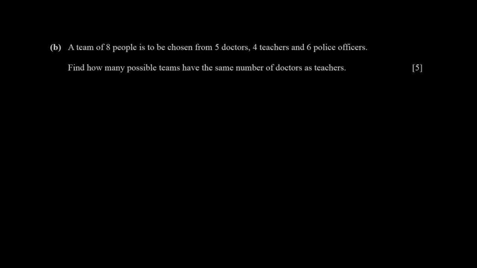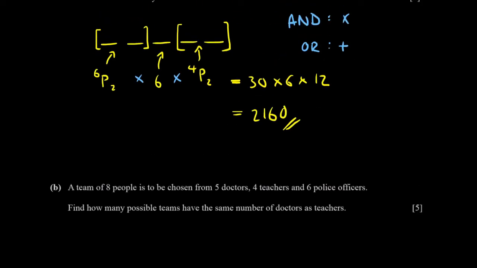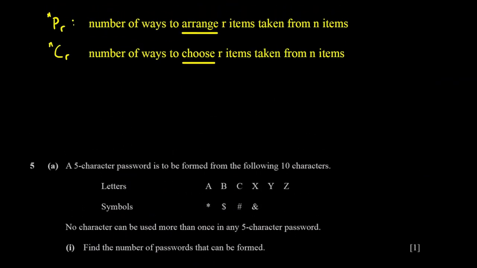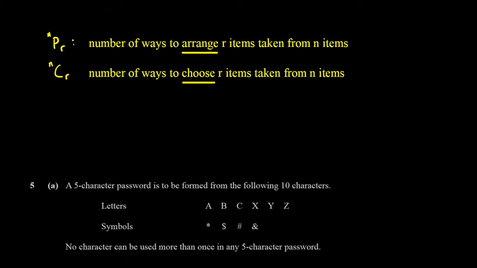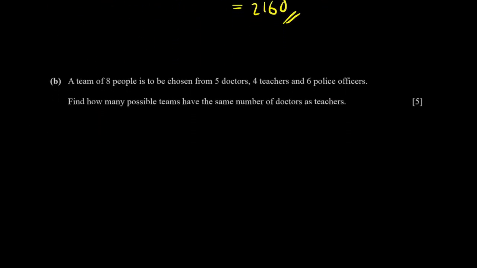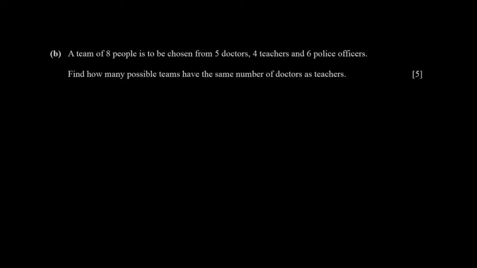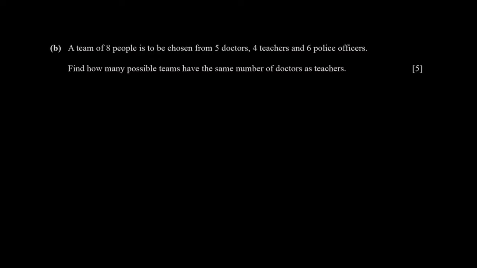Well, again, we need to think about this combinations, permutations thing. So let's just revisit that. Permutations is the number of ways to arrange our items taken from n, and combinations is the number of ways to choose. The distinction is that with permutations, order matters, whereas with combinations, order doesn't matter. So in this context, the order in which we choose our team is irrelevant. So therefore, we're going to be using combinations. That's the first and most important thing.